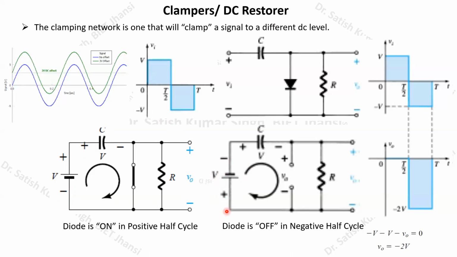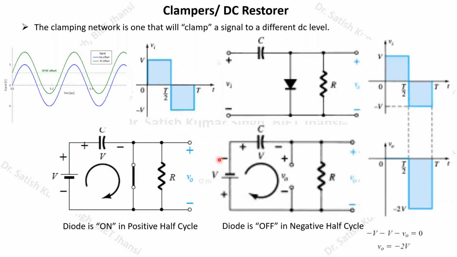Now you can write the KVL expression for this loop. You will find that this potential is minus V, then again it is plus to minus, so it will again be minus V. Then, because the capacitor is charged up to V volt, it is minus V0 here, and then equals 0. So if you find that particular output voltage V0, it will be equal to minus 2V.